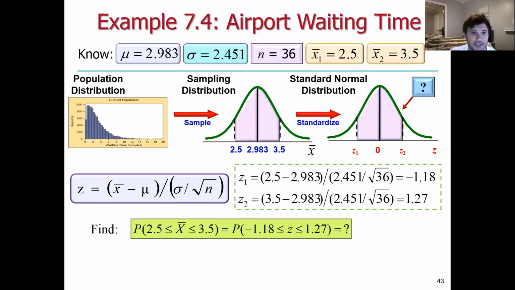Remember what the table gives us. If we were to substitute the 1.27 Z value into our standard normal table, the table is going to tell us this probability, corresponding to a Z value of 1.27. So we would have to add that to the associated table value that we would get for 1.18, which remember is the same as negative 1.18 since the bell curve is symmetric. So that's what we need to do.